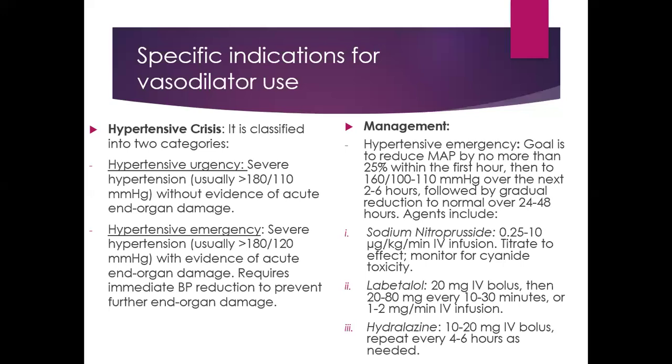So when there's evidence of end organ damage, it is known as hypertensive emergency, and that's why we are concerned here. The goal in the management of hypertensive emergency is to gradually reduce the mean arterial pressure by not more than a quarter within the first hour. You don't want to bring down the blood pressure too fast, and then you gradually go over it over 2 to 6 hours and over 24 to 48 hours. The agents commonly used are sodium nitroprusside, labetalol, and hydralazine.